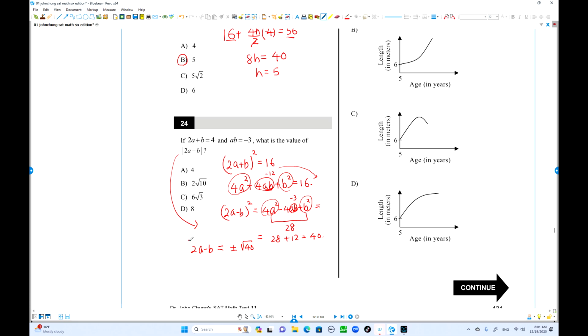So after that, you write the absolute value. It's going to be always positive, right? The square root of 40, which is what? 2 root 10 is the answer, okay?